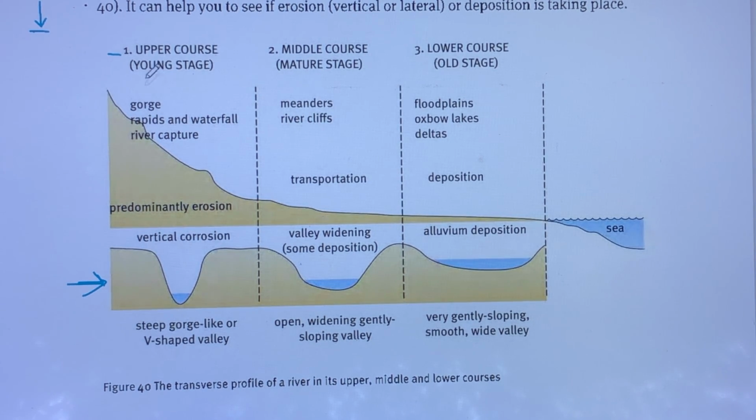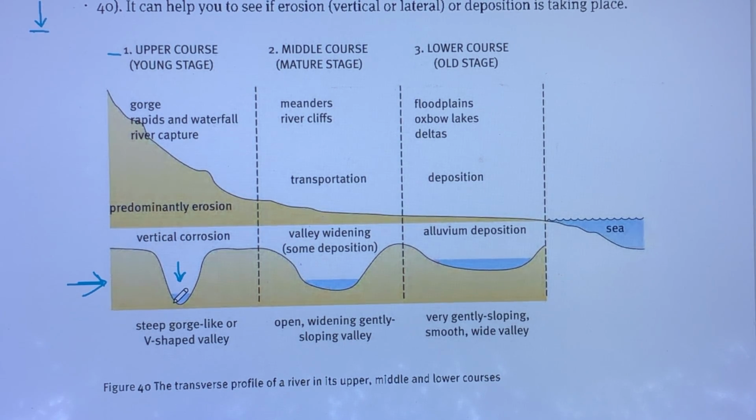Can you see that this is the upper course? In the upper course, there is more vertical erosion. Why? It's because in the upper course there is a steeper gradient, meaning that a river starts from a high-lying area, and you know that a high-lying area has a steeper gradient.